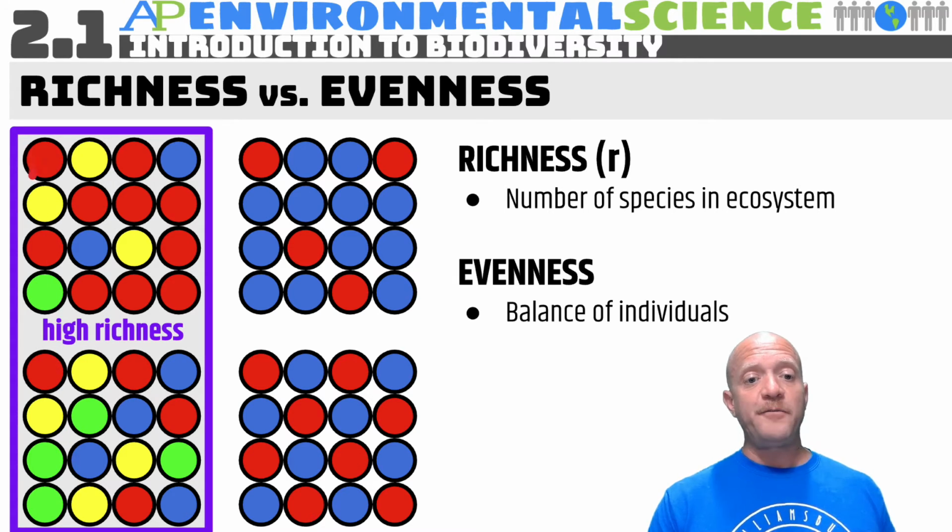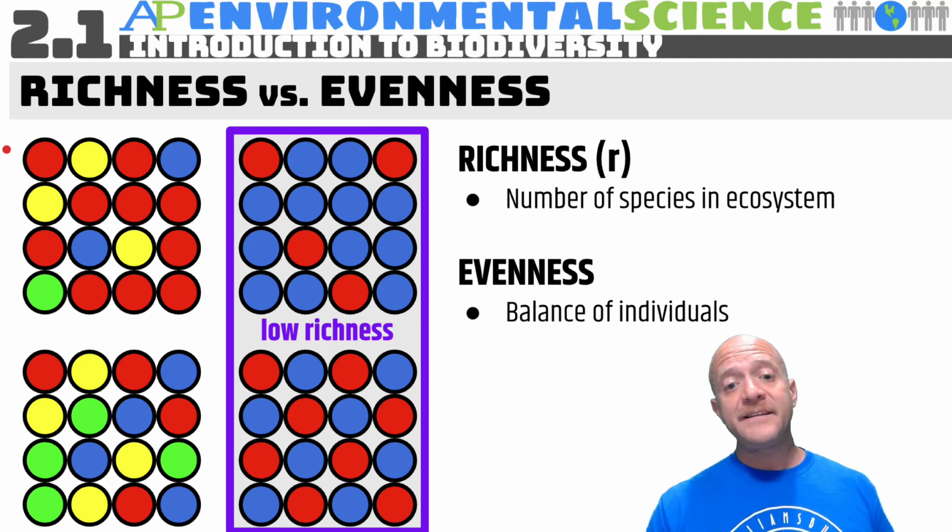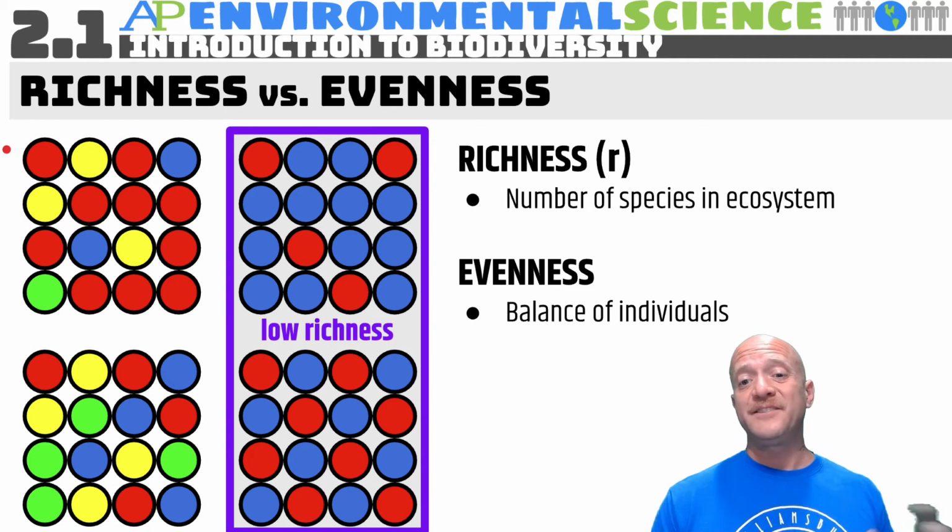These two on the left will have high richness because there is a high number of species that are present in each one of these ecosystems. Now on the right, we're going to have low richness because there's a low number of species that are present.